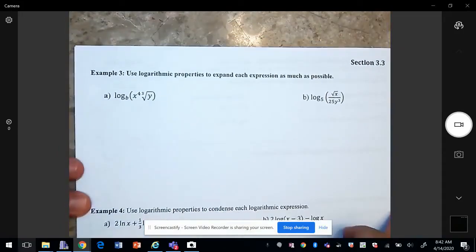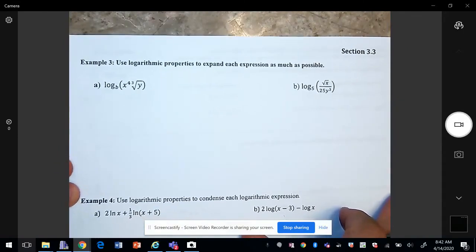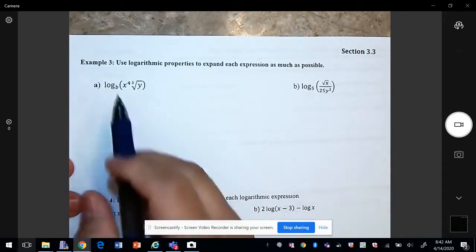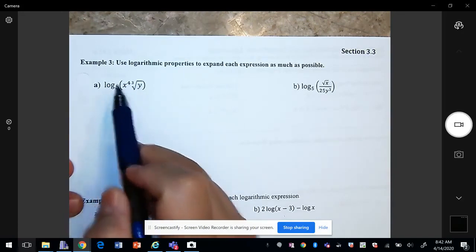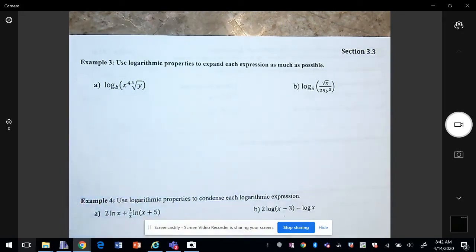So here it says use logarithmic properties to expand each expression as much as possible. So notice here you have one logarithm. So after expanding, we should have more than one logarithm. So we look at the first one.